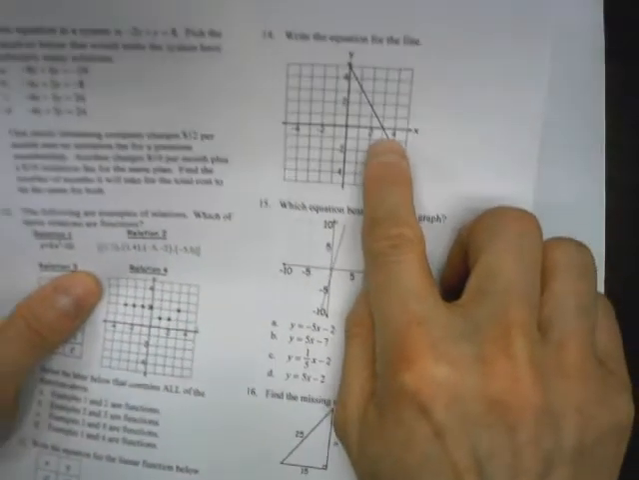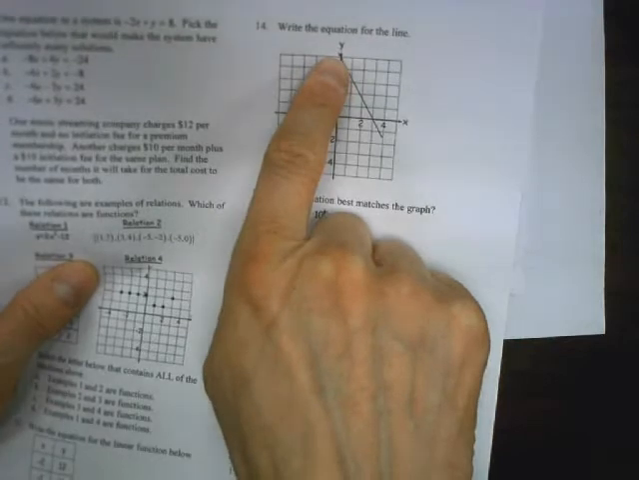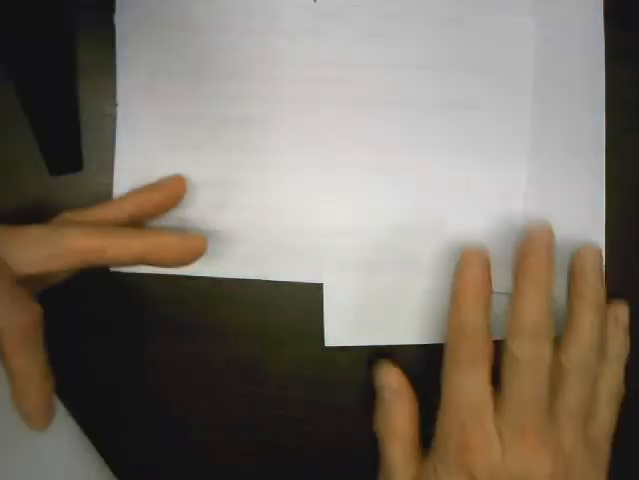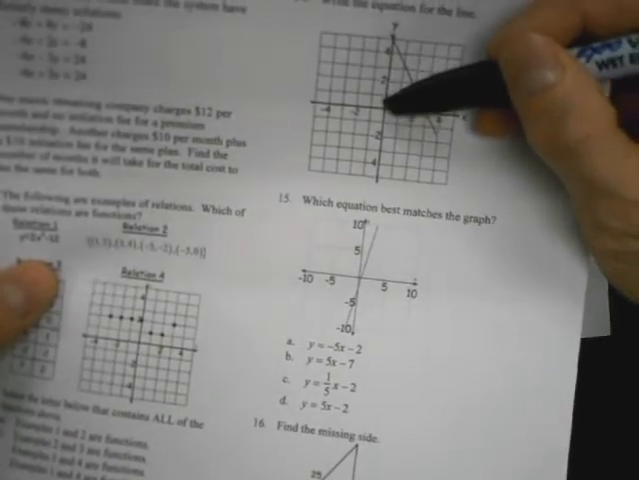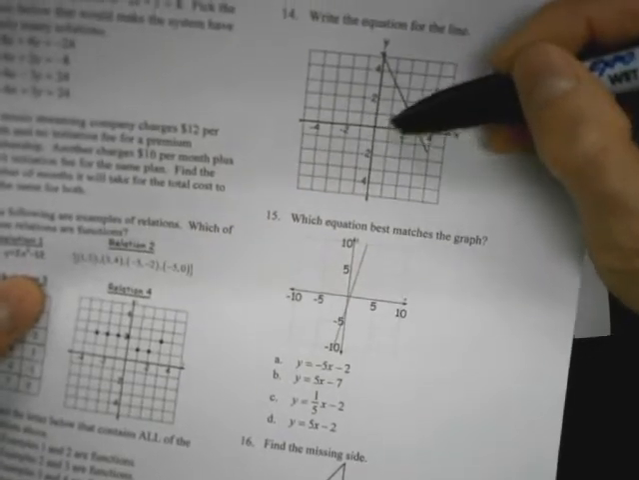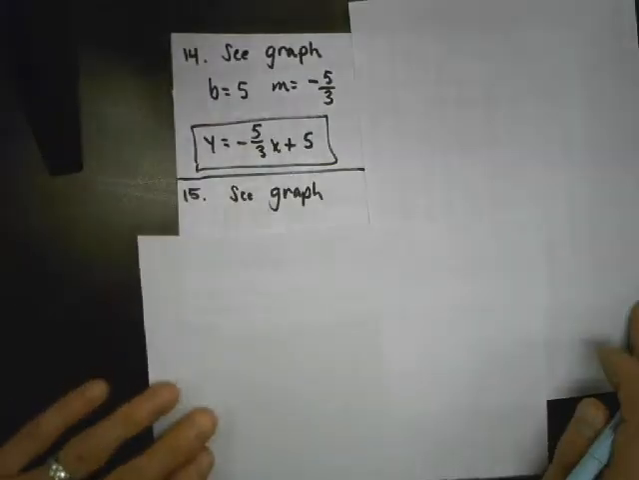Problem number 14. If I look at the graph for 14, I see that the line hits way up here at +5, so that's going to be my y-intercept. And if I go from one point to another, let's say from here all the way down to this point right there, which is on a lattice, I go 1, 2, 3, 4, 5. That's -5 over 1, 2, 3. So that's a slope of -5/3, so I can just write the equation by putting the slope in front of x, and the y-intercept as the constant.